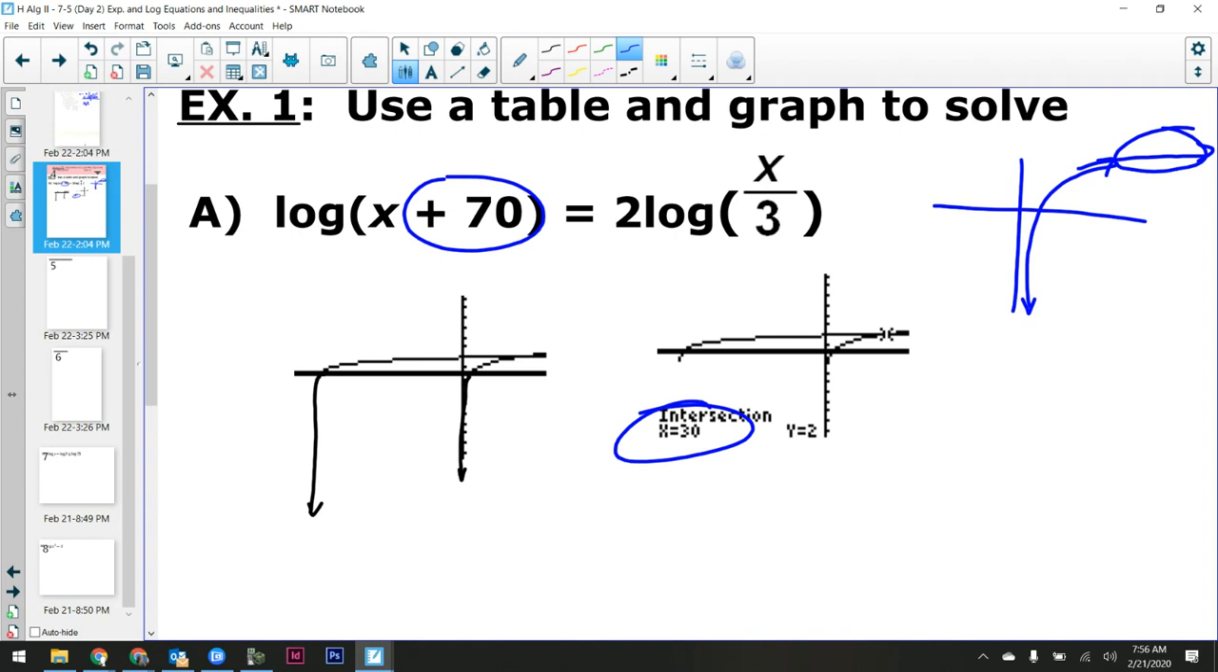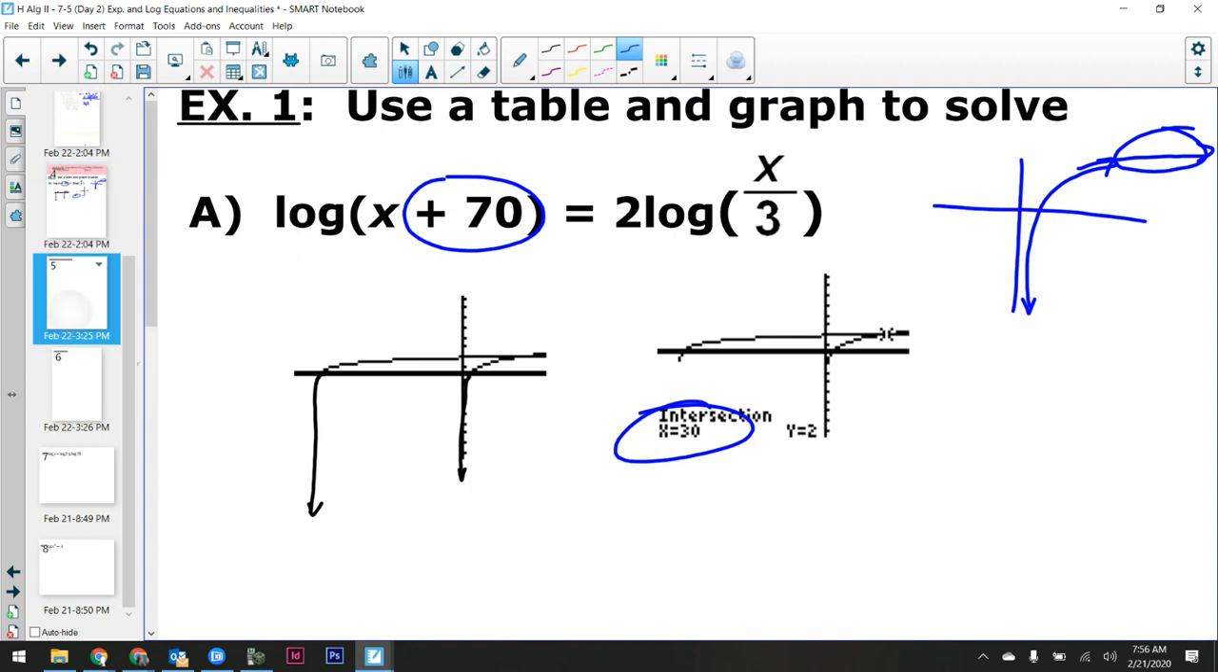All right, so the answer is just x equals 30, right? Do I care about the 2? No. I don't care where it happens on the y value, I care about the x value that it happens at. I modeled it with graphs, but really I was just trying to find the x value.